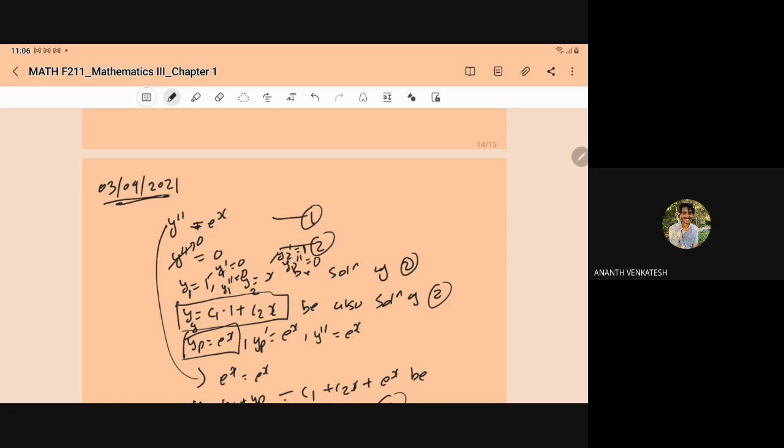So again the y2, when we put y2 is equal to 0, it will give you 0 is equal to 0. It means y1 is equal to 1, y2 is equal to x, be the solution of the second one.